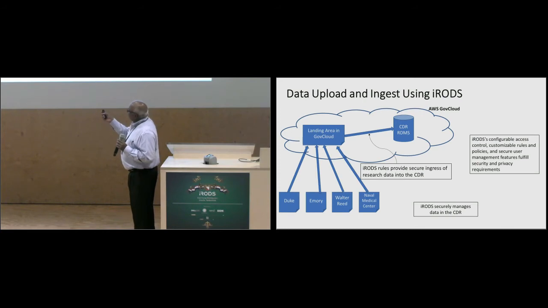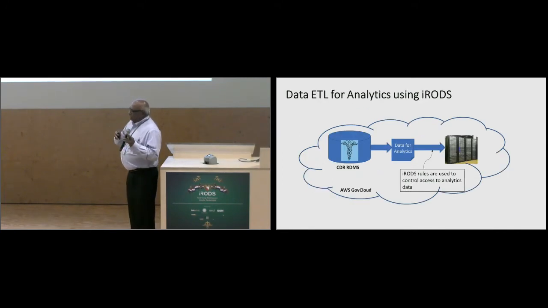So data from all of these places gets deposited into a landing area in GovCloud, and then iRODS rules are used to ingest it into the CDR and also to do data cleanup as it happens. Justin here is the one who has been working on this, Justin James. After the data is in there for analytics, there's data extraction that takes place, and again, iRODS rules are used to control who has access to the analytic data that's pulled out and used to do various studies. So I'm going to stop here.